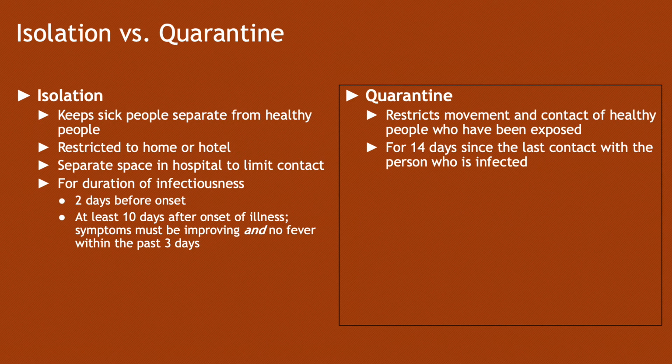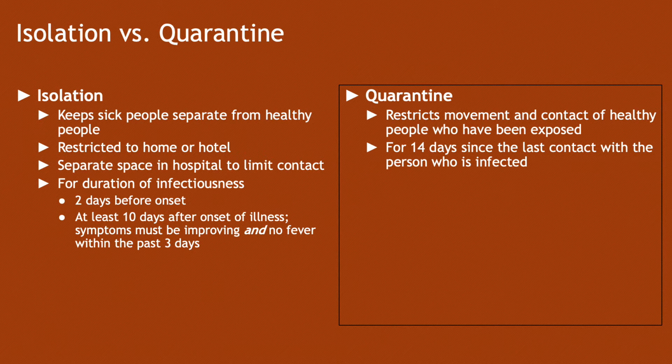Now, the concepts of isolation and quarantine. Isolation is for sick people. Quarantine is for people who have been exposed to sick people. Isolation keeps sick people separate from healthy people. People are restricted to their home or a hotel, or if they have to go to the hospital, in the case of COVID, people in hospitals with COVID are isolated from people without COVID. And people need to be isolated when they're sick for the duration of their infectiousness, hopefully 2 days before they develop any symptoms, and then at least 10 days after any symptoms develop.